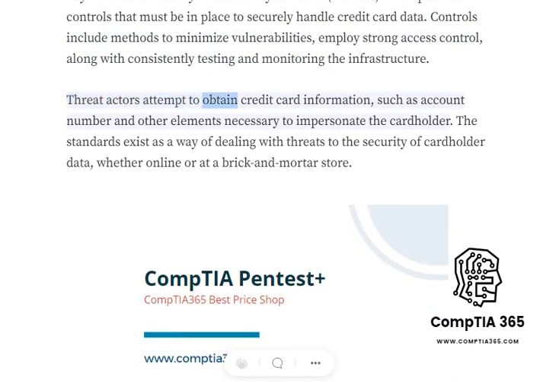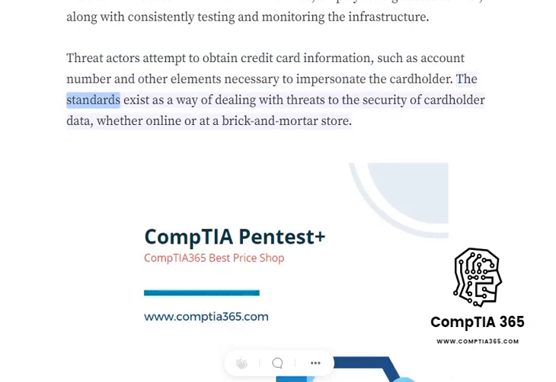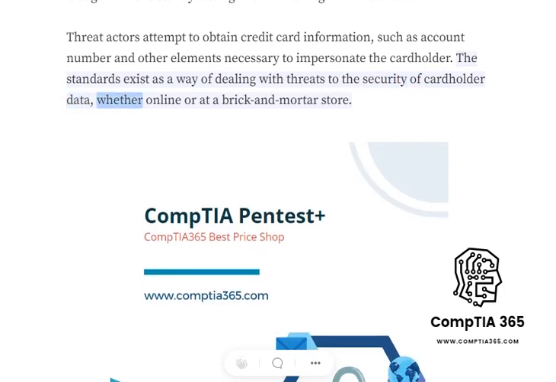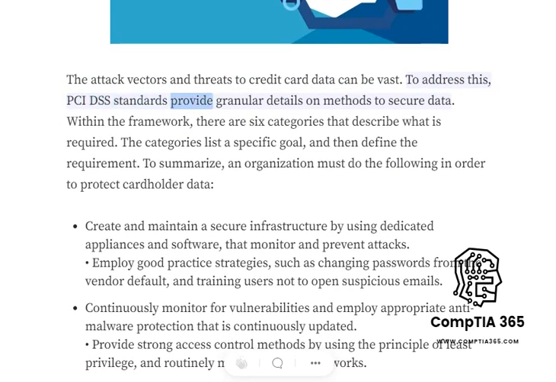Threat actors attempt to obtain credit card information, such as account number and other elements necessary to impersonate the cardholder. The standards exist as a way of dealing with threats to the security of cardholder data, whether online or at a brick-and-mortar store. The attack vectors and threats to credit card data can be vast. To address this, PCI DSS standards provide granular details on methods to secure data.